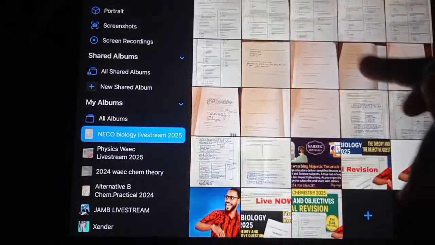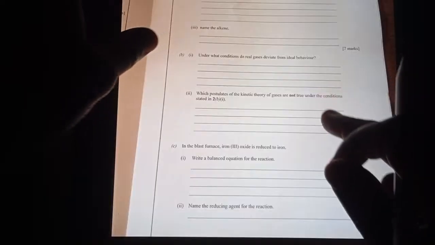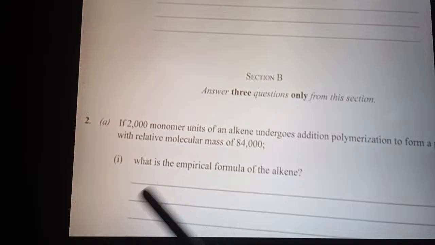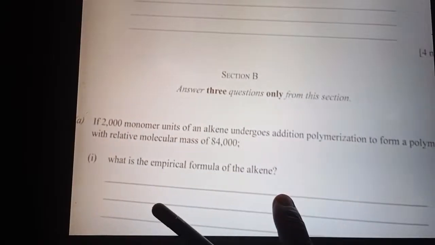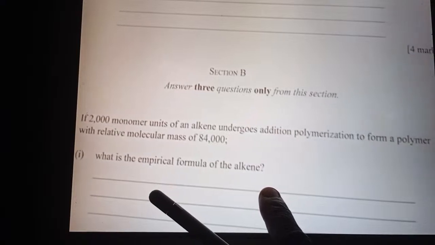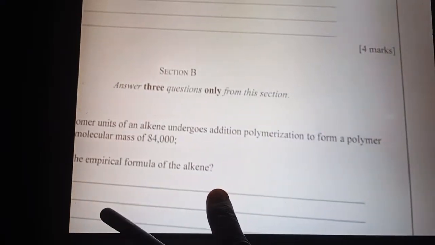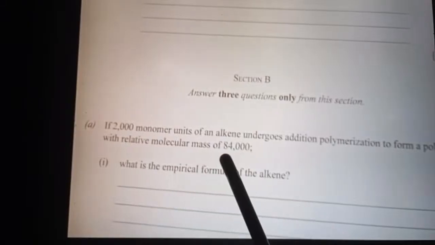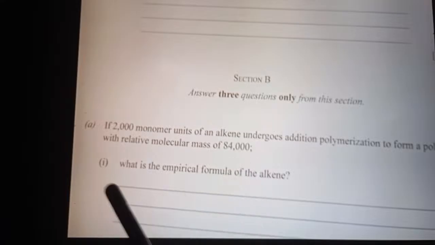Okay, we go down. See the questions. This question keeps popping up. Maybe you want us to answer it. Okay, I think this is the beginning of that question. They say 2,000 monomer units of an alkene undergo addition polymerization to form a polymer with relative molecular mass of 84,000. What is the empirical formula of the alkene?